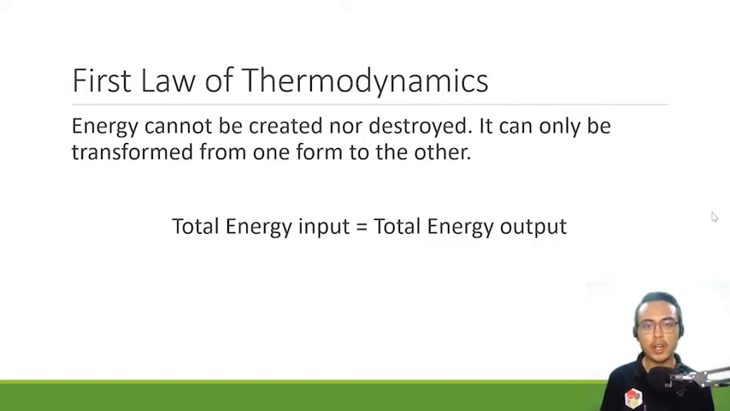Now, let's define the first law of thermodynamics. This is the most important principle that will guide us in our entire study of chemical thermodynamics. So what is the statement of the first law of thermodynamics? It's a very easy statement. It just states that energy cannot be created nor destroyed. It can only be transformed from one form to the other, and it is totally conserved. Totally conserved meaning the total energy input should be equal to the total energy output.